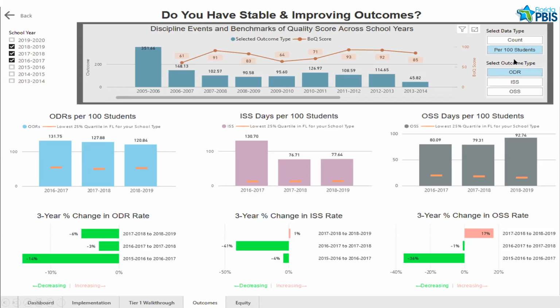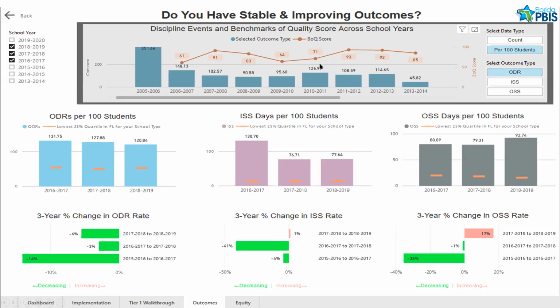Over here to the right, you can choose the type of outcome you want to look at, whether it's ODRs, ISS, or OSS. This particular graph up at the top indicates the number of ODRs per 100 across school years in relation to changes in their fidelity levels year after year. This picture is a classic example of what you should expect schools to see: as their fidelity goes up, their problem behavior referrals go down.